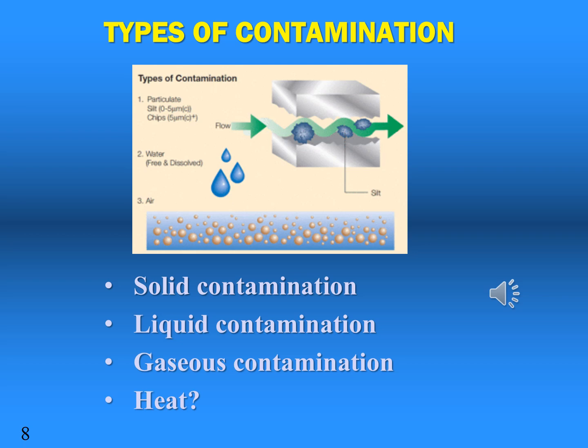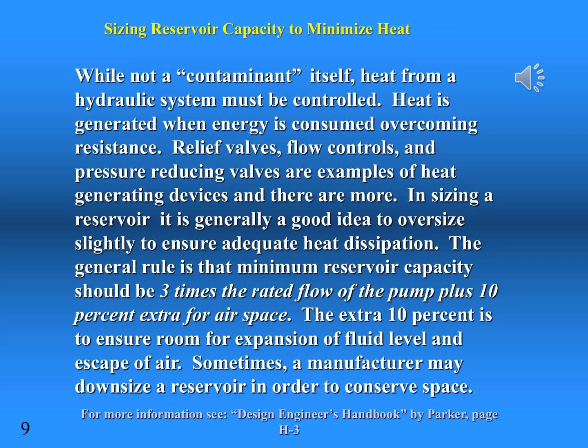Heat can accelerate oxidation, leading to other forms of contamination. The majority of heat generated by the hydraulic system is dissipated at the reservoir. The amount of heat produced is a product of the system's working pressure and the flow generated by the pump. For every 1 horsepower developed by the system, 2,544 BTUs of heat energy are produced. The bottom line, the more horsepower a machine can make, the more heat it can generate.